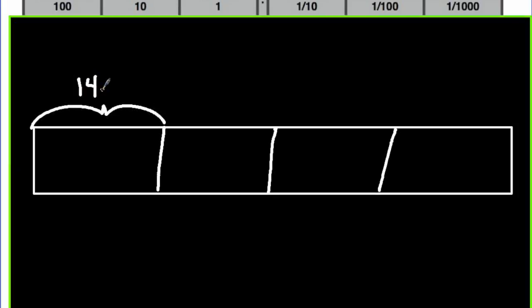And it's sum, so am I going to add or subtract? Add what? 26. Raise your hand if you can tell me what 14 plus 26 is. 40. How much does each box equal? 40.